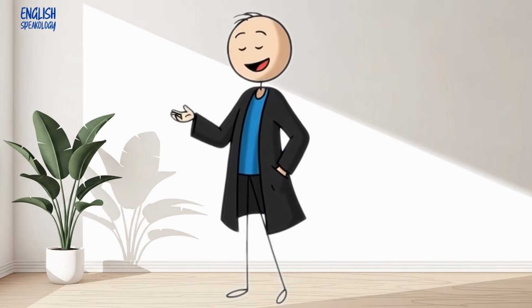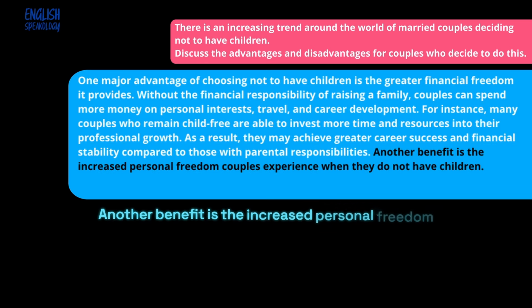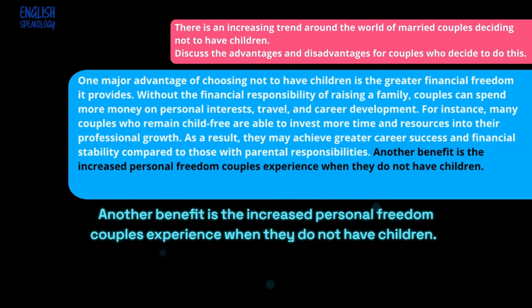Second advantage idea. Now we add another advantage. Let's write the next sentence. Another benefit is the increased personal freedom couples experience when they do not have children. This sentence introduces the second idea, personal freedom. Couples without children often have more flexibility.